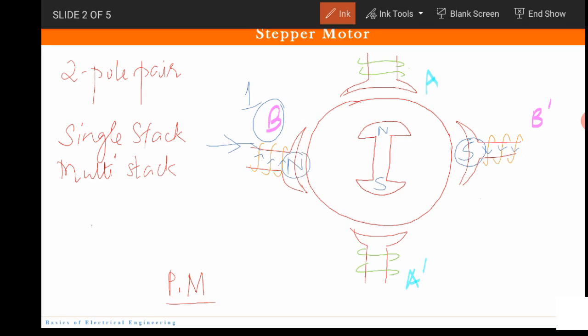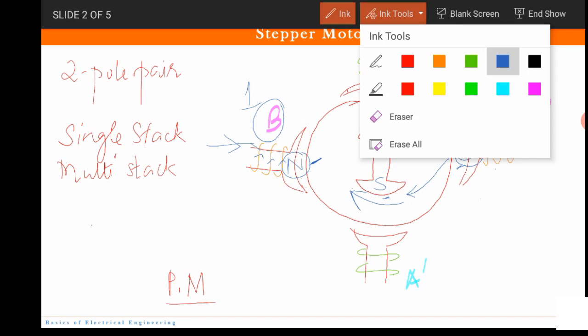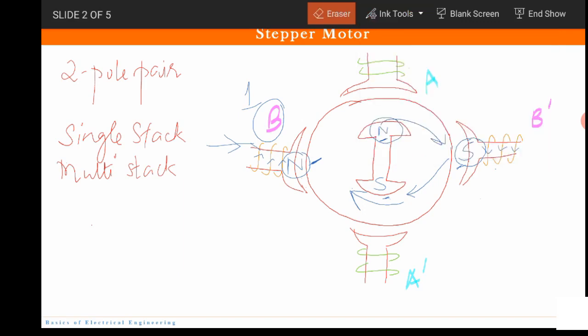Now you can very well understand that here we have north pole, here also we have north pole, but here you have south pole and here we have south pole. So this south pole of the stator pushes the south pole of the rotor because they will repel each other. So it moves in this direction. At the same time, north pole of the stator attracts the south pole, correct? And similarly, this north pole is attracted by this south pole. Got it? So let us see what will be the new situation.